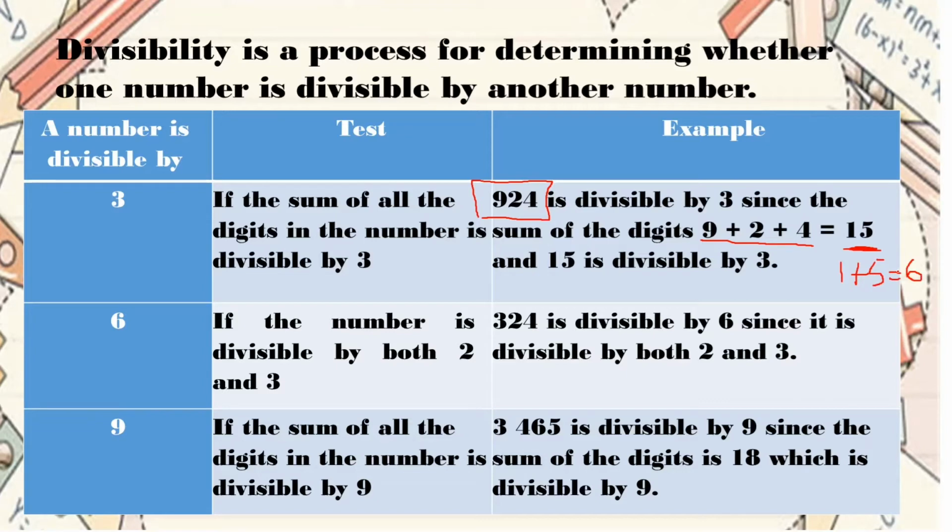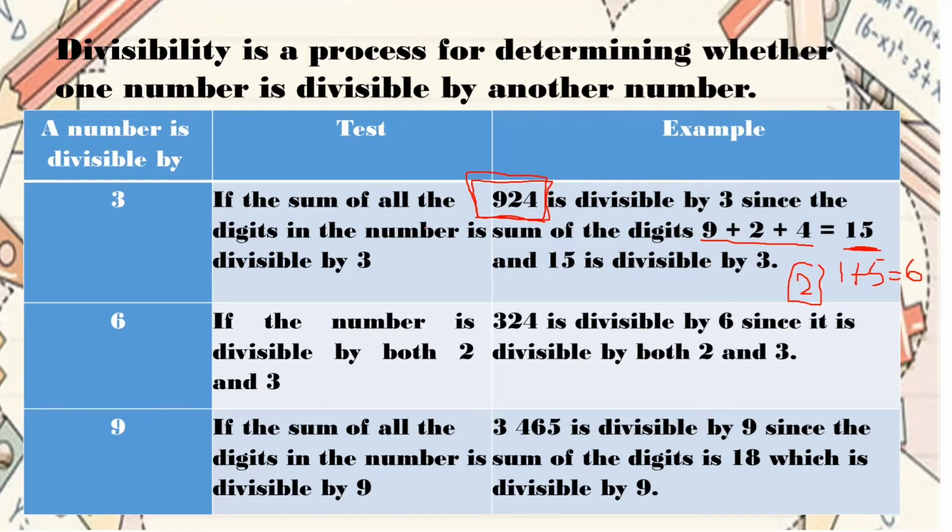Then, is 6 divisible by 3? How can we identify if 6 is divisible by 3? So, we can use the division method. So, 6 divided by 3 is 2. If the answer is a whole number, then the number is divisible by 3. So therefore, since whole number ang sagot natin, 924 is divisible by 3.